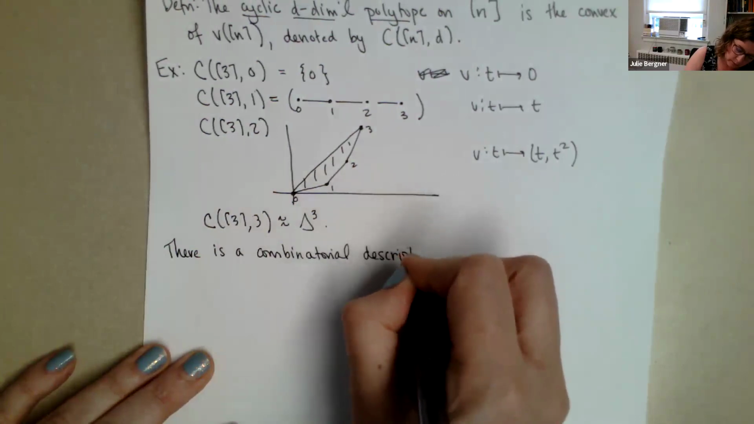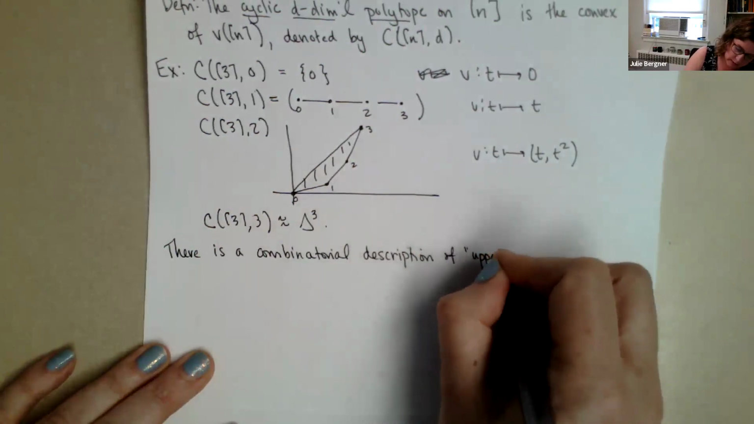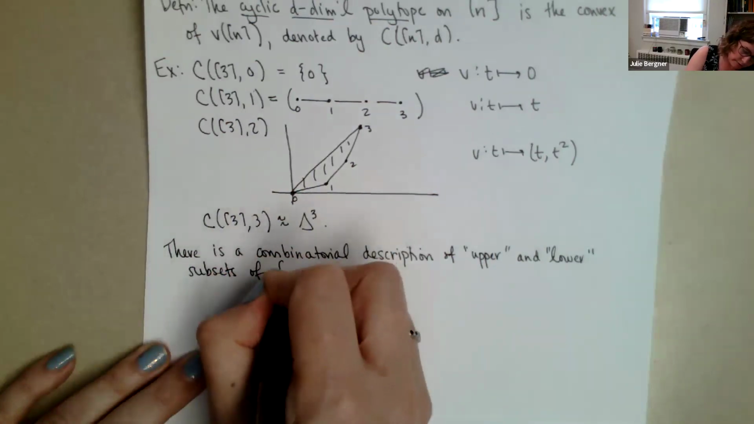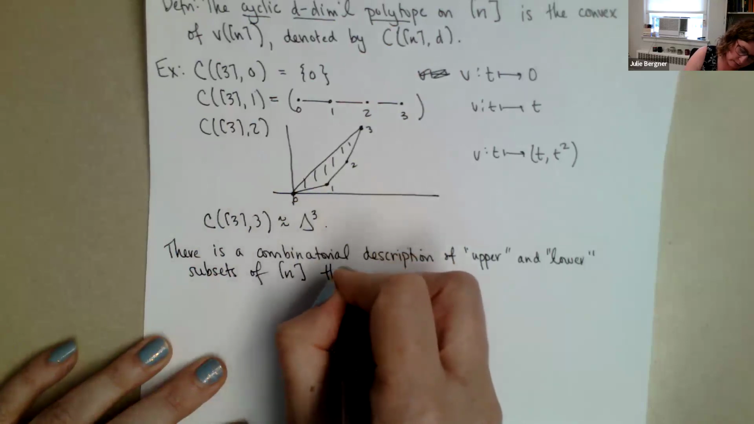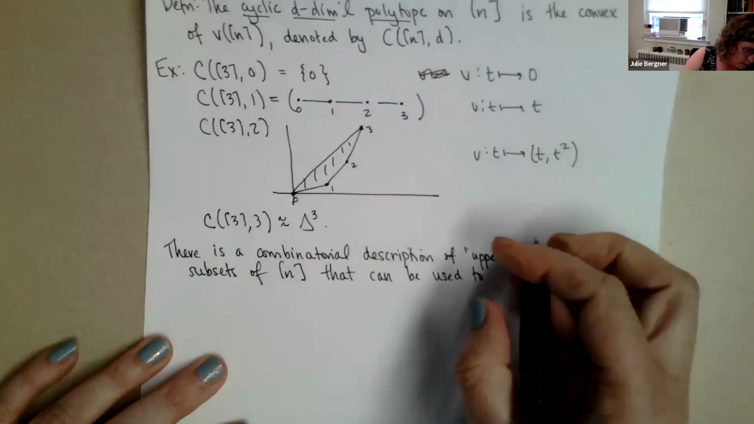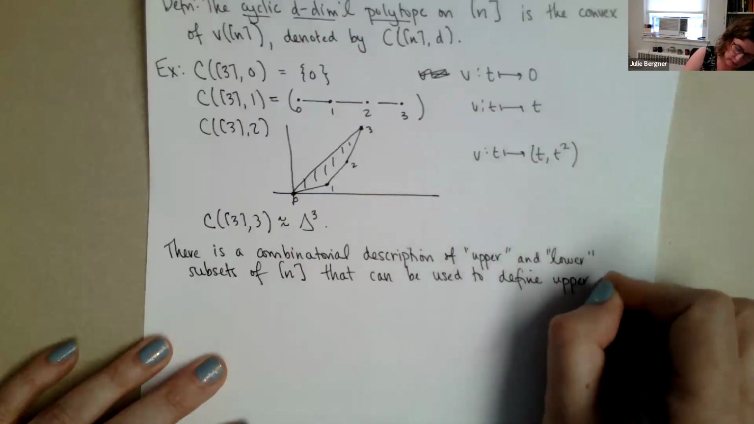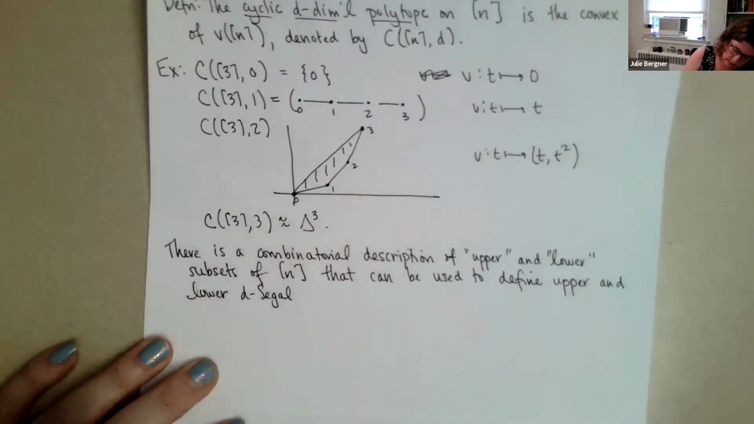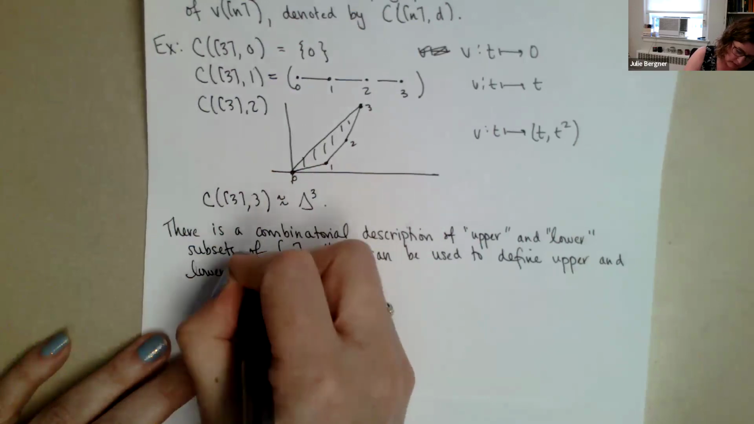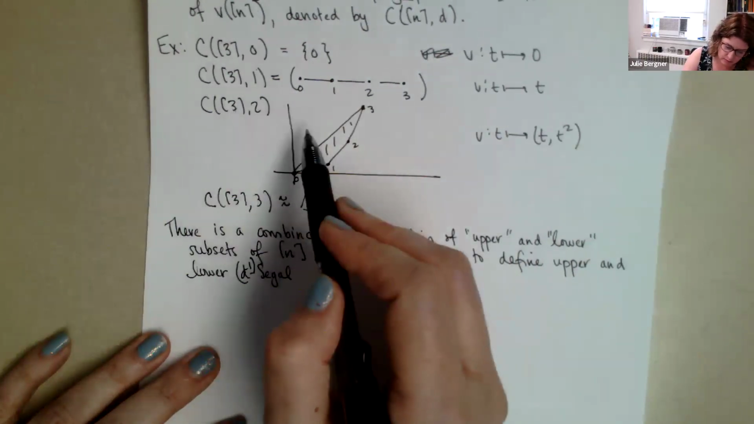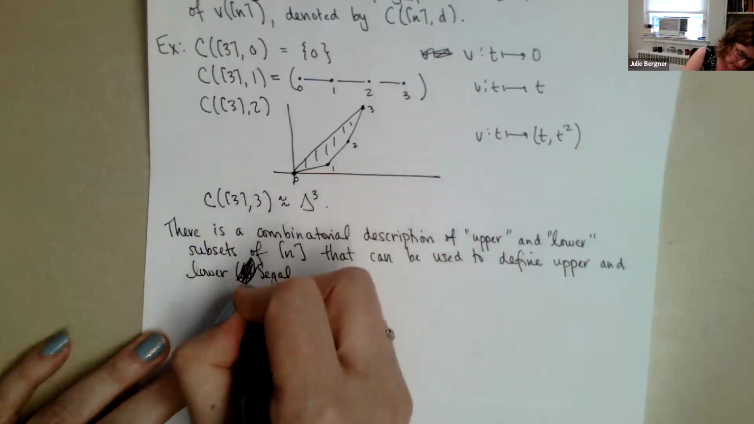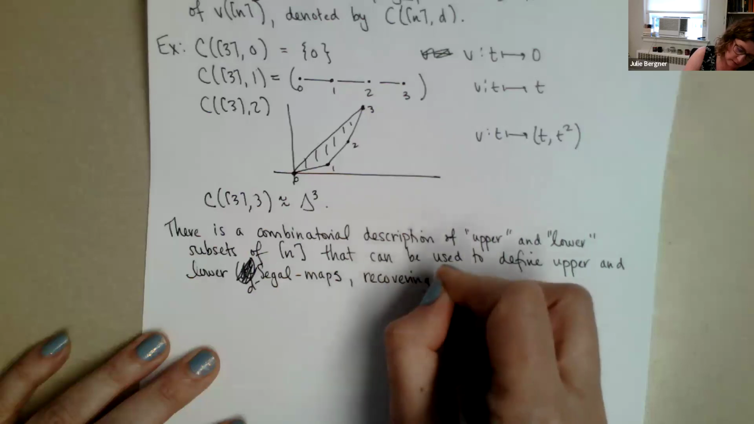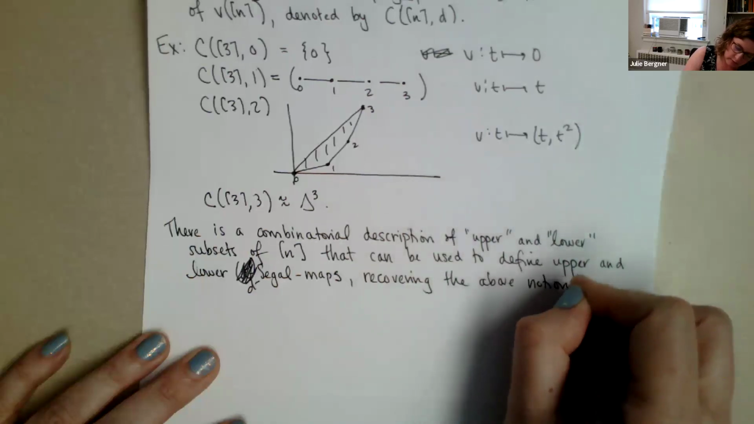And then there is a combinatorial description of upper and lower subsets of n that can be used to define upper and lower D-Segal. And I think this is actually D minus 1, because what you get here, oh no, that's n, not D. Recovering the above notions when D equals 2.